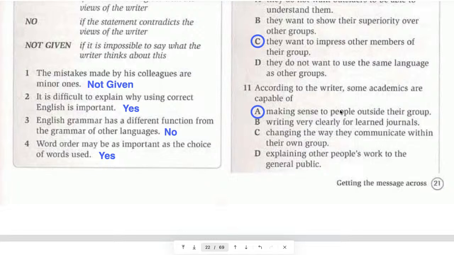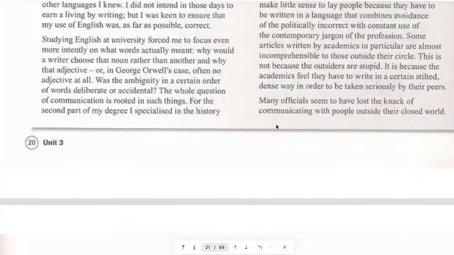Making sense to people, that means that you make them understand what you write. Okay? So some academics are capable of making sense to people outside their group. That means they can make people outside their group understand what they write. Okay? So according to the writer, some academics can do that. Not all, but some. Where can we find information?